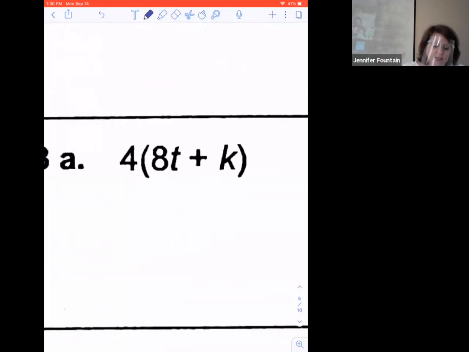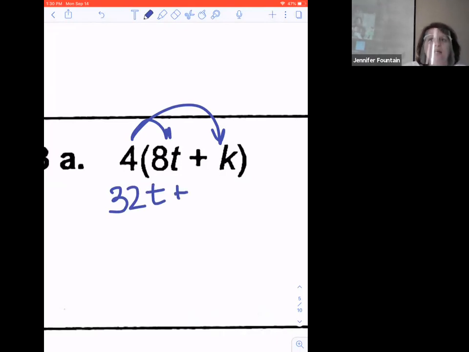All right, now the next one, I have a variable in both of them. I have 4 times 8t plus 4 times k. So what's 4 times 8? 32. So I'm going to have 32t plus 4 times k will just be 4k. When I write a number in front of a variable like 4k, that indicates multiplication. Okay, so if I knew what k was, then I could plug that number in and multiply it by 4. But right now I don't know what it is.